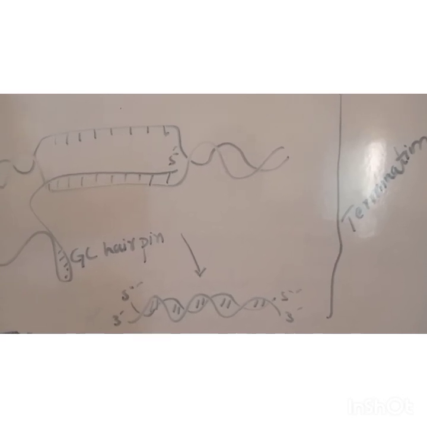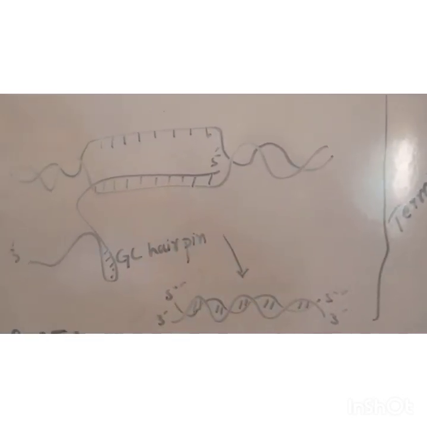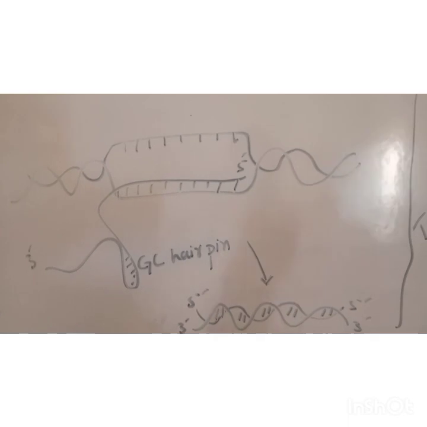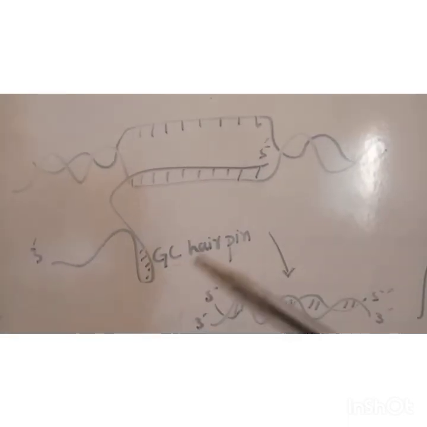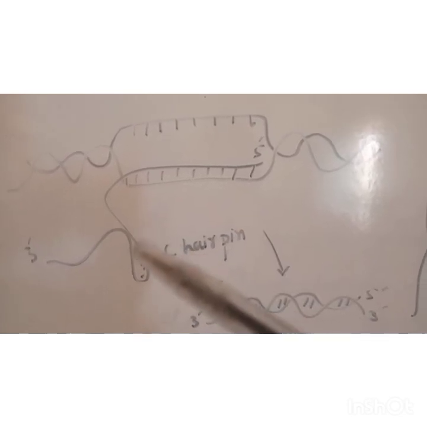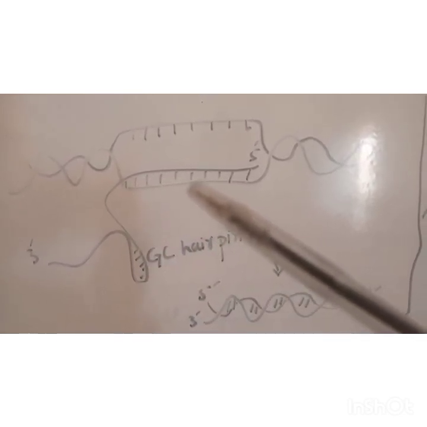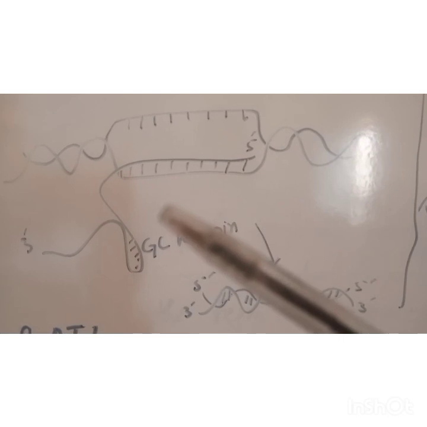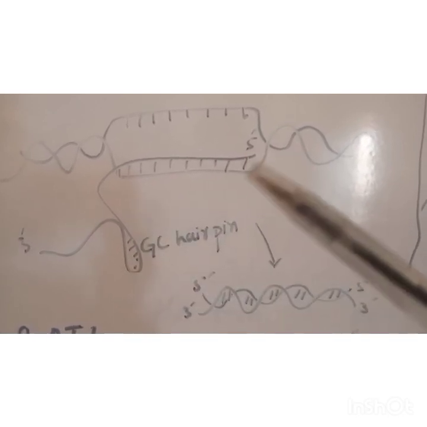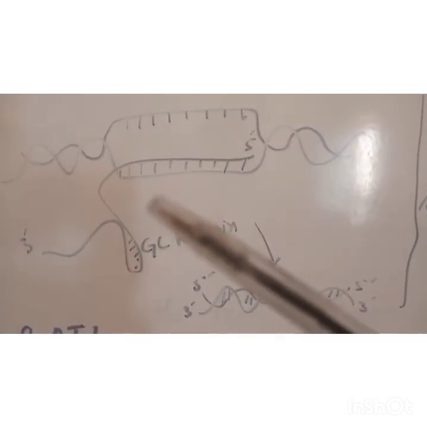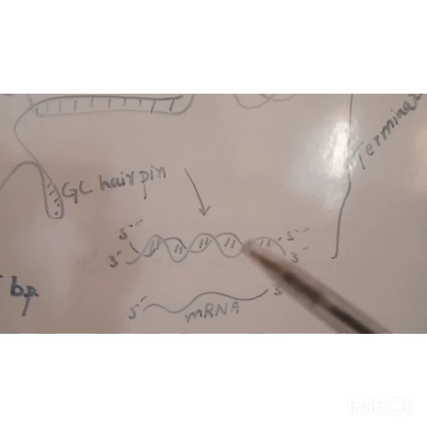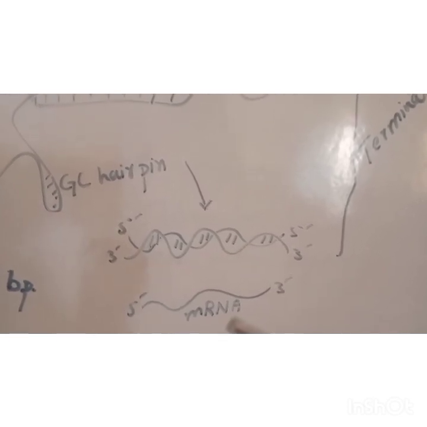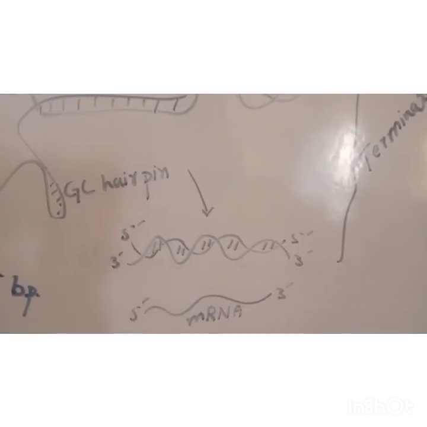After elongation, when the termination region comes, the GC hairpin loop is formed at the terminator region, and the messenger RNA is released from the DNA. That is, the DNA winds back to form the double helix, while this is the transcribed messenger RNA.